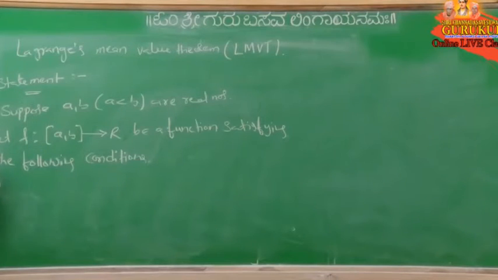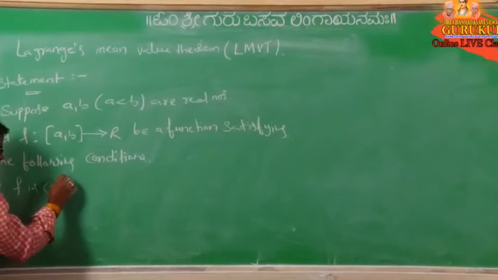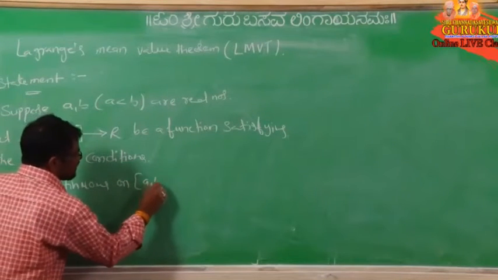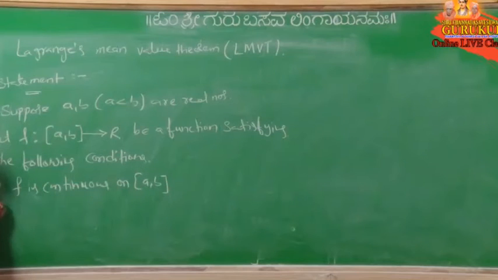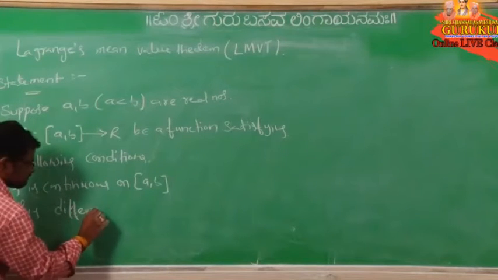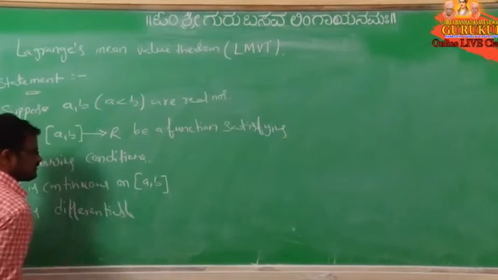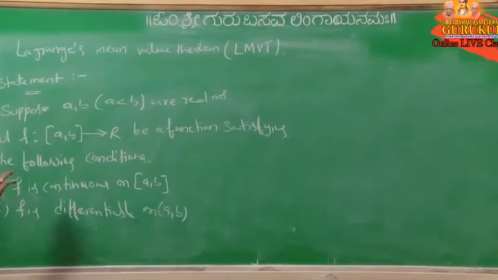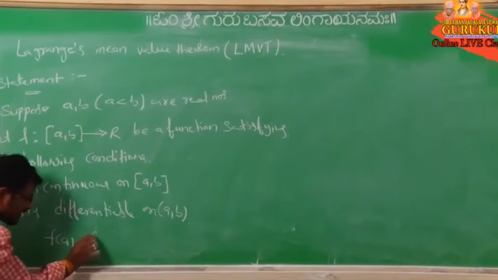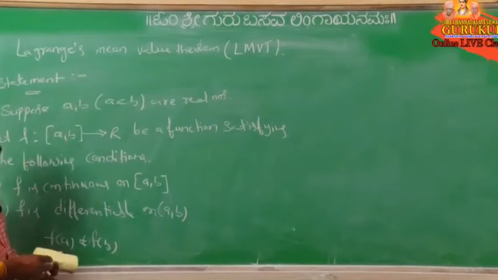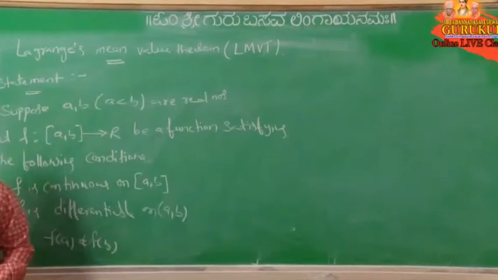First one is f is continuous on closed interval [a, b]. Second one is f is differentiable on open interval (a, b). Right? Two conditions only. If you want, you can take a third condition also, that is f(a) not equal to f(b). This Lagrange's mean value theorem is nothing but an extension of Rolle's theorem only.